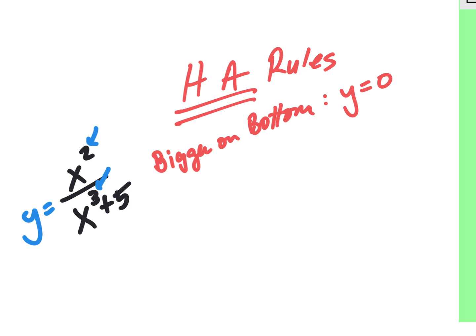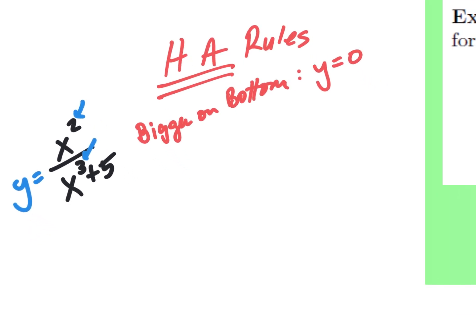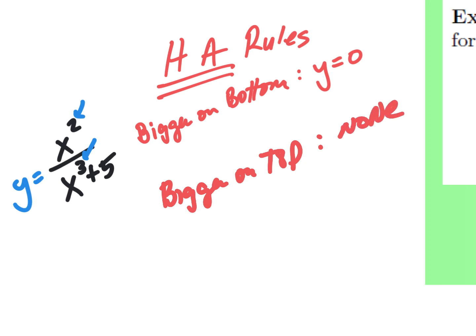All right. Next. What do you think is next? It's bigger on the bottom or it's... Yes? Bigger on top. Bigger on the top. And the rule for bigger on top is none. There is no asymptotes if it's bigger on top. I'll give you an example. Y equals x squared over x. Would you agree that just simplifies down to y equals x? Does that have any asymptotes? No. Bigger on the top, there's no asymptotes.